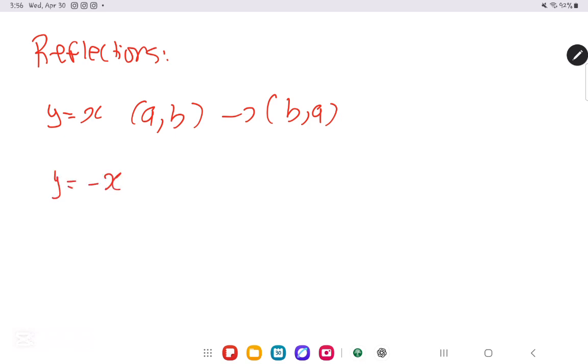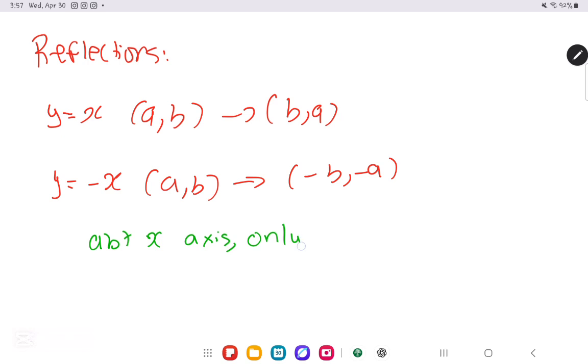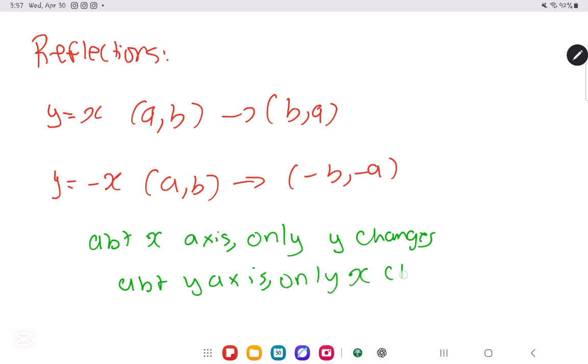Now, if they get more complex, for example, if they tell you that y is equal to x, then what you need to know is that AB will become BA. If they tell you, however, that y is equal to minus x, then that means AB is going to become minus B minus A. If they say reflection about the x-axis, we know that only the y changes. If they say reflection about the y-axis, we know only the x changes. And that is it for reflections.